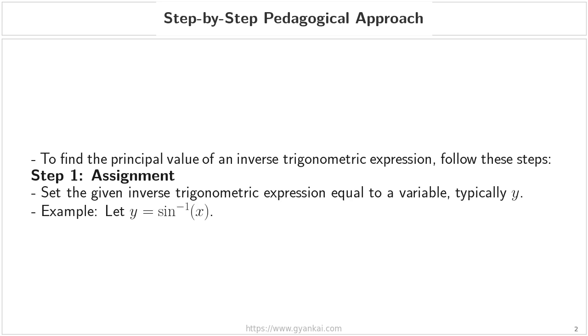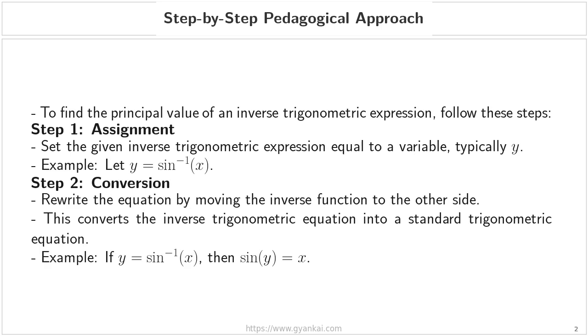First, we begin with step 1, assignment. In this step, we simply set the given inverse trigonometric expression equal to a variable, which is typically represented by y. For example, if you are working with an inverse sine function, you would start by writing, let y equal the inverse sine of x.